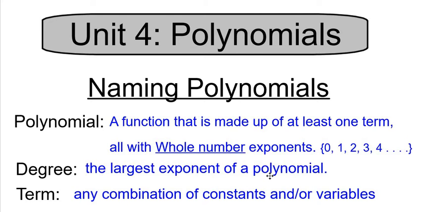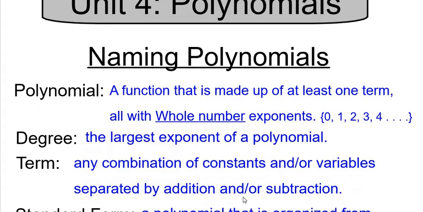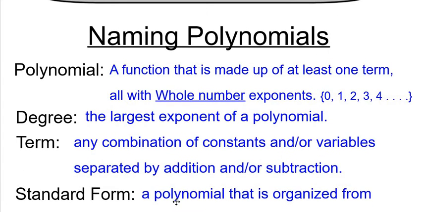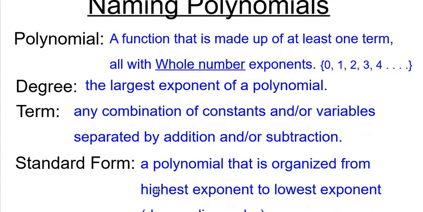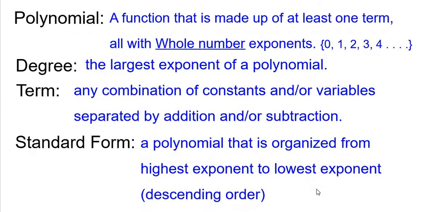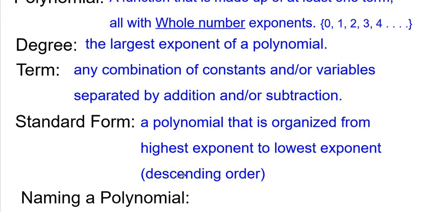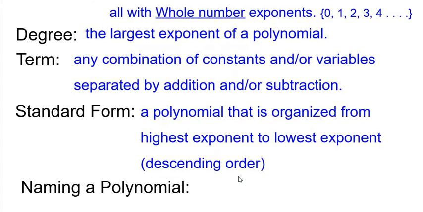So in a quadratic, that would be a 2, and that's why it's called a quadratic. A term is any combination of constants or variables separated by addition or subtraction signs. Standard form of a polynomial is a polynomial that is organized from the highest exponent, otherwise known as the degree, to the lowest exponent, usually ending in a constant, but not always. And by the way, that's always descending order. Everything in math is descending order, at least with exponents.